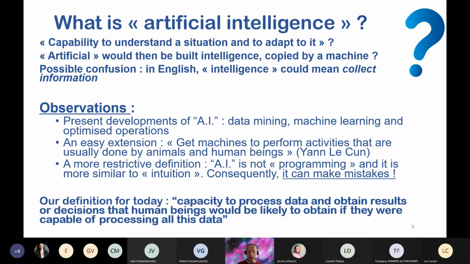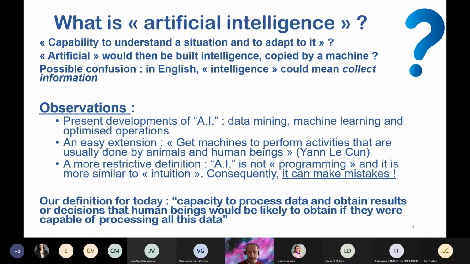Difficult. A common definition is the following: the capability to understand a situation and to adapt to it. This is a possibility. Then artificial intelligence would be intelligence copied by a machine. Beware, because there's a possible confusion. In English, intelligence could mean collecting information. We think of intelligence service.